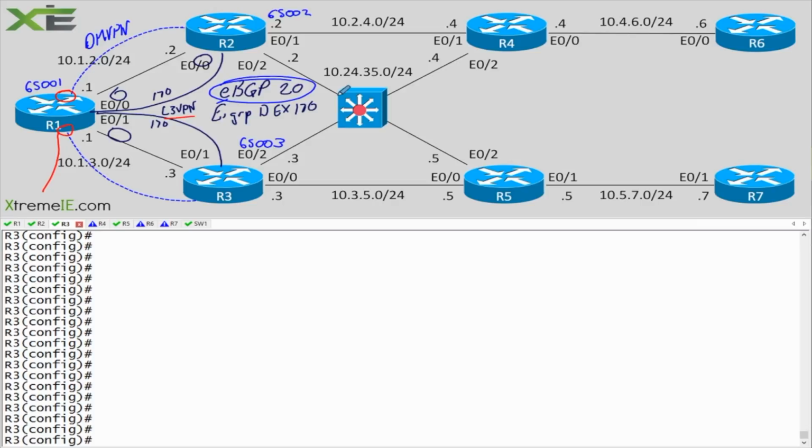Well, what did I just do? I just killed my DMVPN tunnel, because I ended up taking the very routes that I'm learning over EIGRP, those loopback addresses that I'm using to form my DMVPN tunnel, and I actually cranked them into BGP over the DMVPN. And so I'm going to start seeing link flapping.